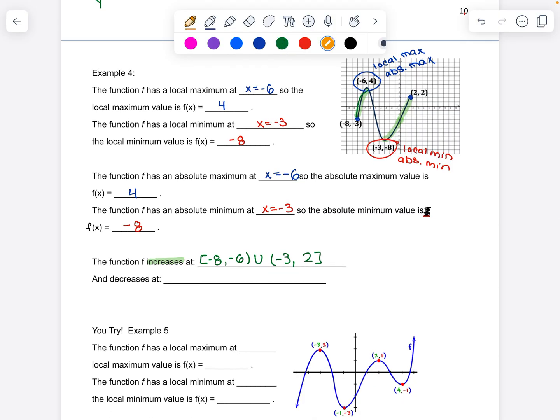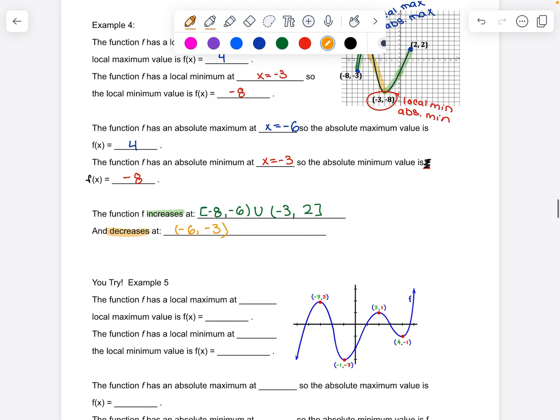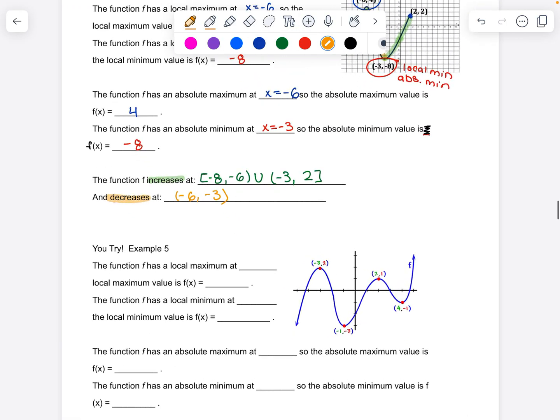Where is it decreasing on? So let's take a look here. It's going to be decreasing, going down here in the middle, just one section. So it's going to be decreasing from an x value of -6 until -3. And then that's it. Again, that's not a coordinate point. That is from x to x.